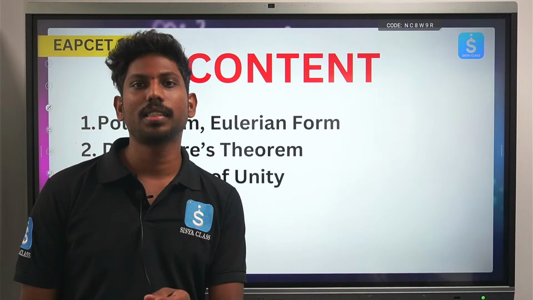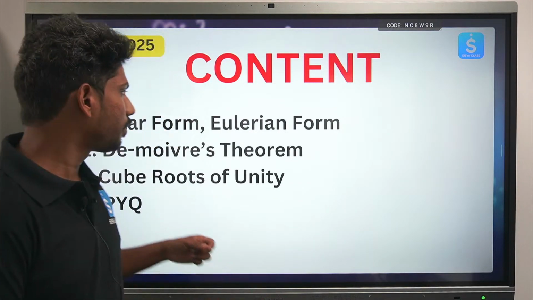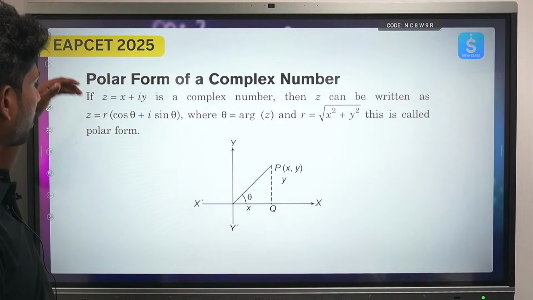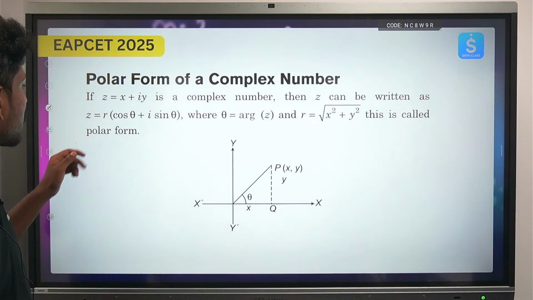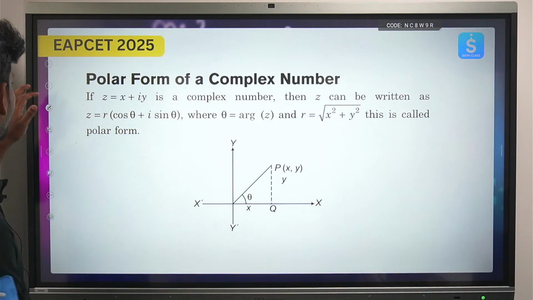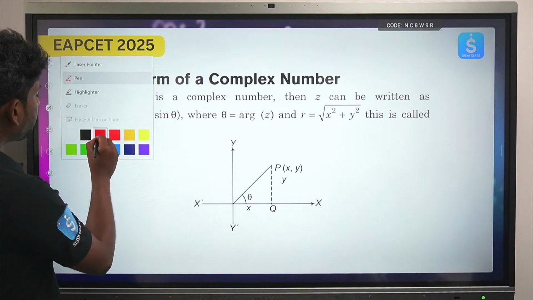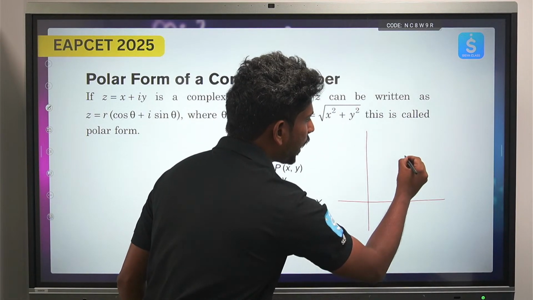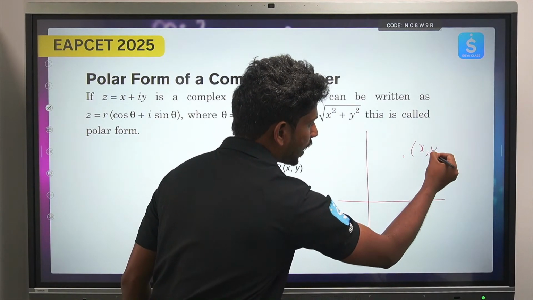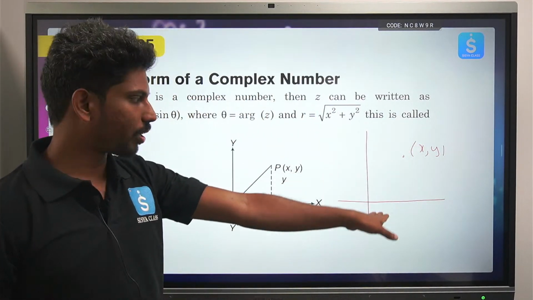Very easy, very simple, and if you try to understand, you can score almost full marks in complex numbers, right? So the first thing is the polar form of a complex number. Now here, if you take any coordinates, for example x comma y, right? These are the rectangular coordinate system, right?